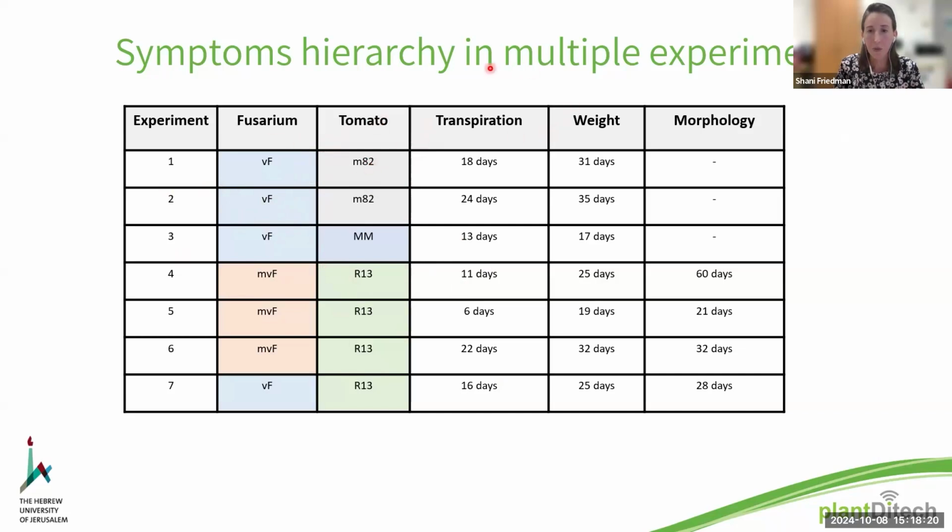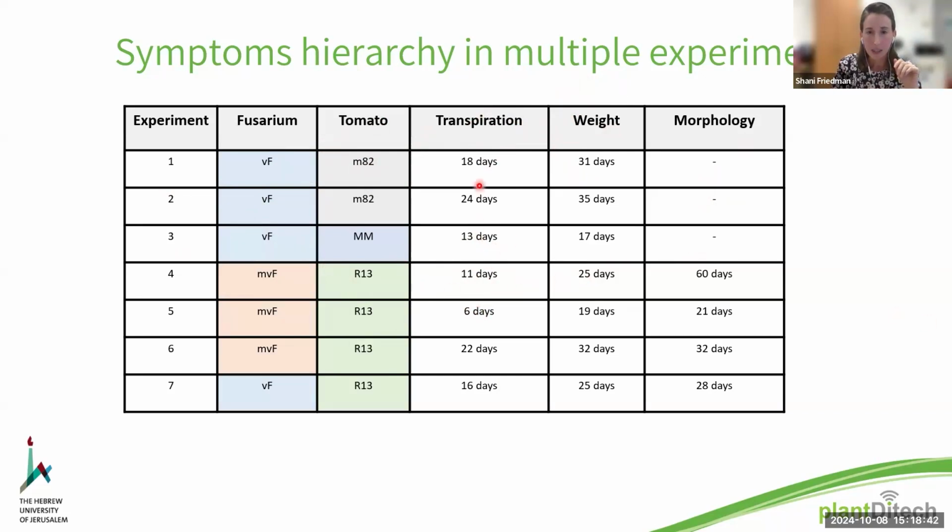In all the experiments, we followed with the PlantArray the transpiration and the plant weight, and we came to inspect the plants visually to see if we see any morphological symptoms. In the table is when t-tests showed that the inoculated group is different from the control, same cultivar but with water.